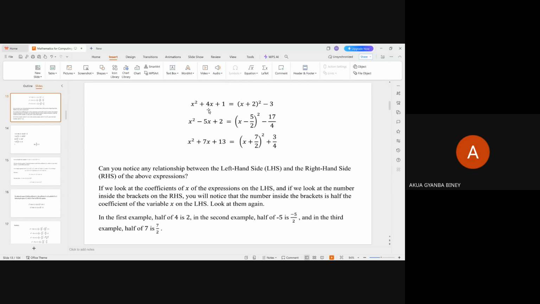So the -3 here, -17/4 plus 3/4, all this is coming as a result of taking the coefficient of x divided by 2 all squared and simplifying with the constant in the original expression.